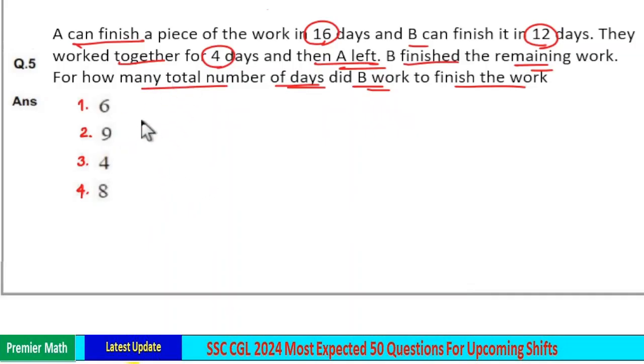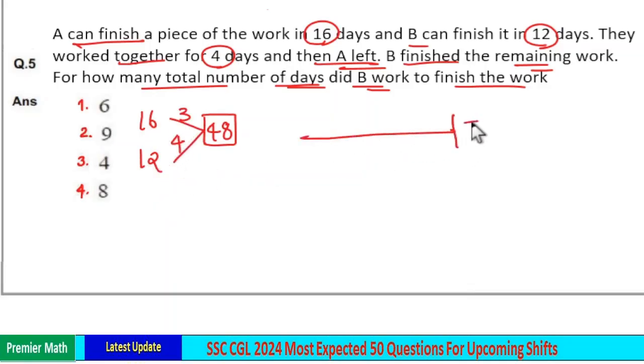Here, A can finish a work in 16 days, B can finish it in 12 days. Both are doing the same work, so take the LCM. LCM is 48. 16 goes 3 times in 48, 12 goes 4 times in 48. Now, total work is 48. A can finish 3 units of work in a day, B can finish 4 units of work in a day.